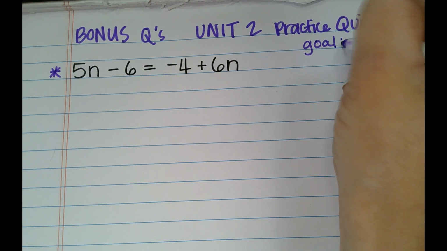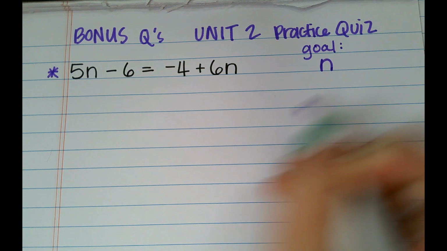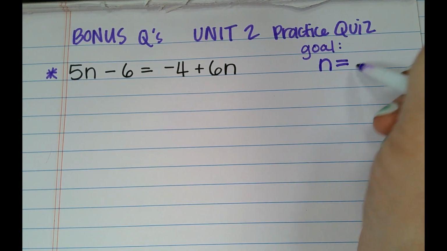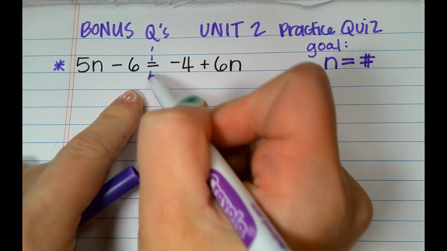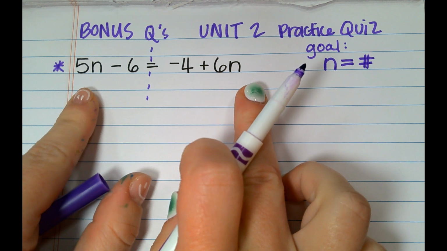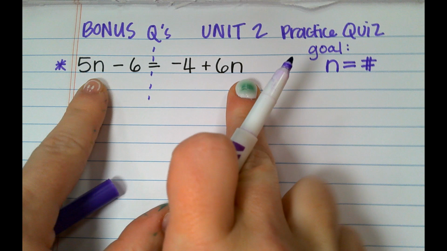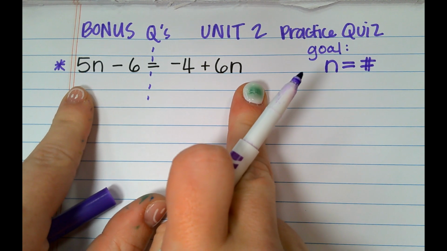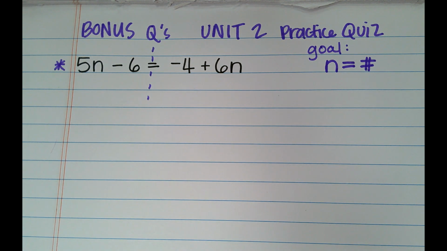I'm going to rewrite that goal. Our goal is always to get our variable by itself. So like n equals a number. If my equal sign is here in the middle and I have n on both sides of the equal sign, it doesn't matter what I do, I'm never going to have n equals a number unless I change this. I can't have n's on both sides. So unless we add, we need to combine our like terms.